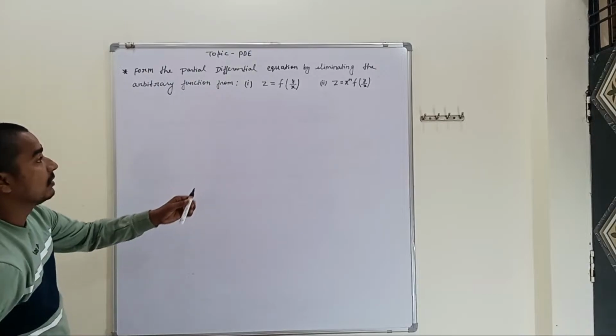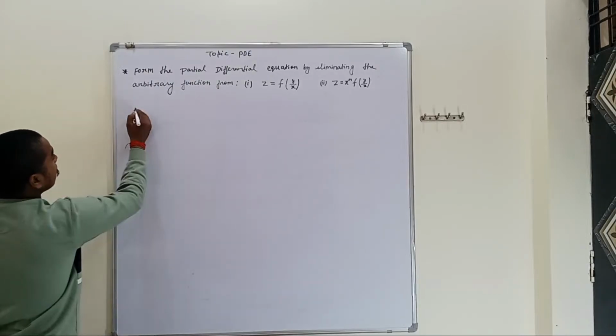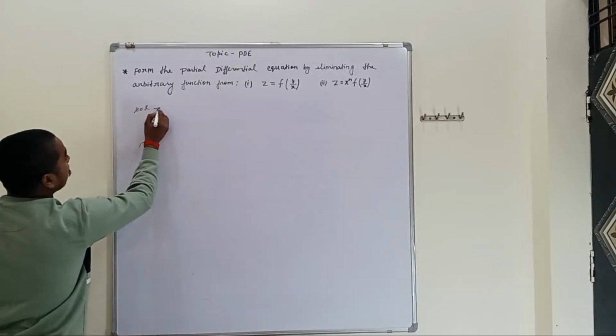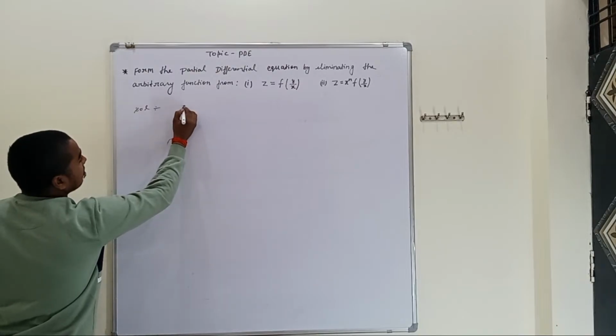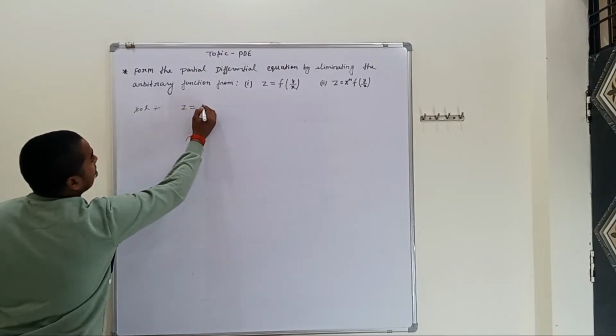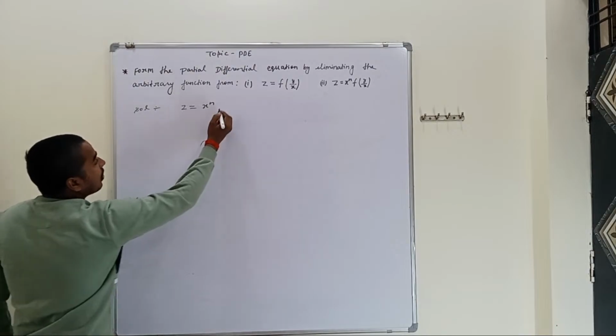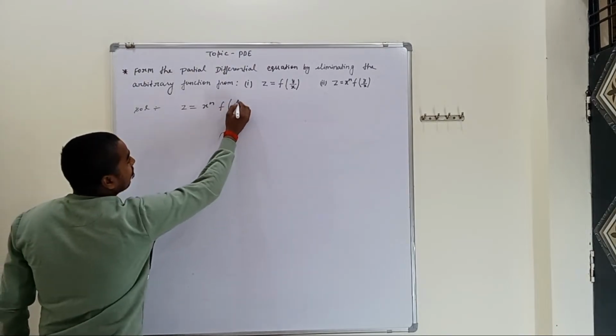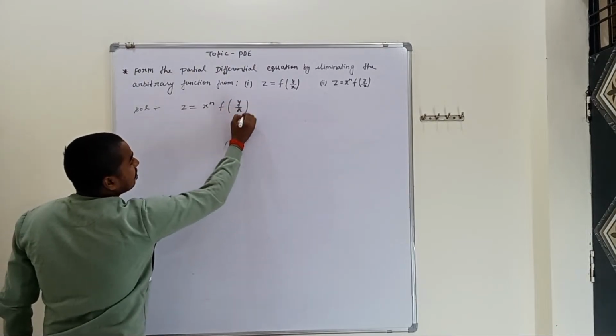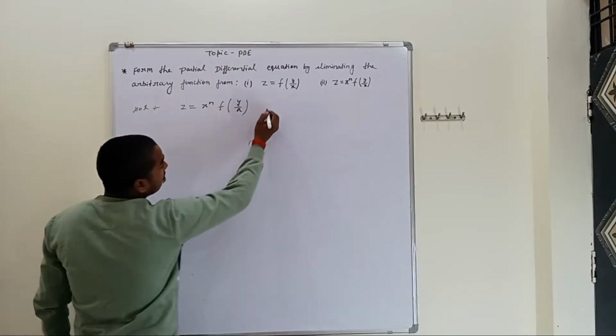The second function is given, that is z is equal to x to the power n f of y by x. This is also taken as equation 1.